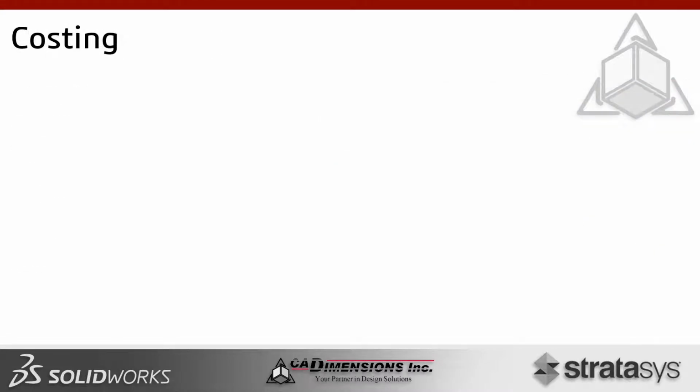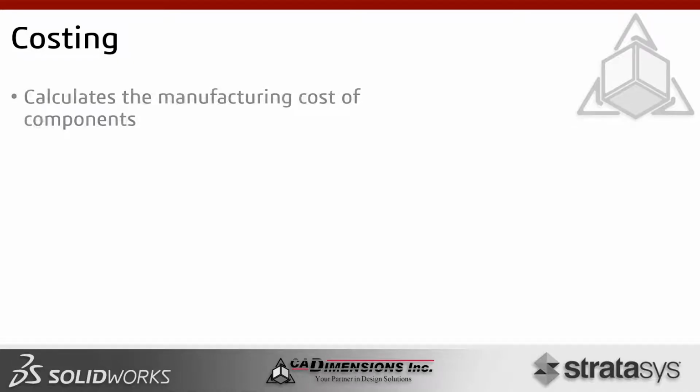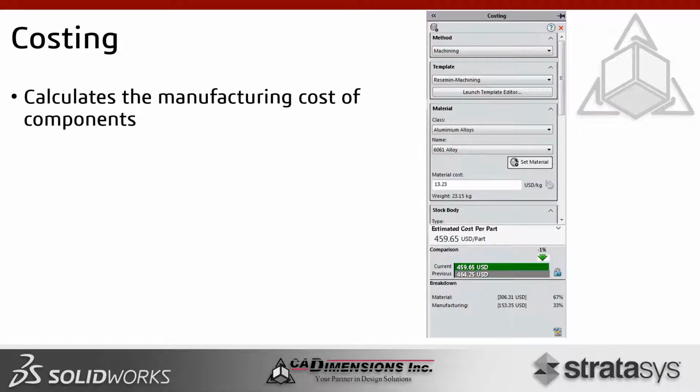Let's move on to costing. Costing is something that a lot of people do use. It's definitely beneficial to a lot of the people that are going to be quoting jobs that they're going to be manufacturing. What costing does is it calculates the manufacturing cost of components. It analyzes the geometry, and for a machine component, for example, it looks at the material removal rates to determine, okay, if I'm using this size tool, this is roughly my feeds and speeds. It's going to take me X amount of time to cut out, which is going to cost this amount of dollars.